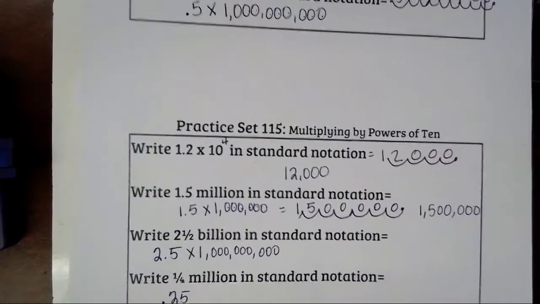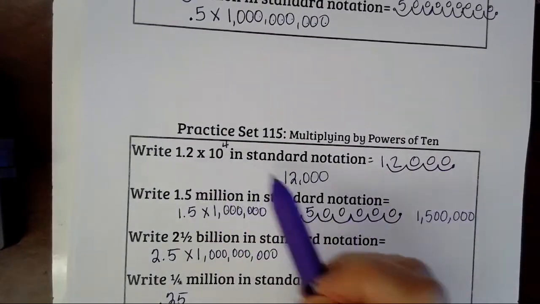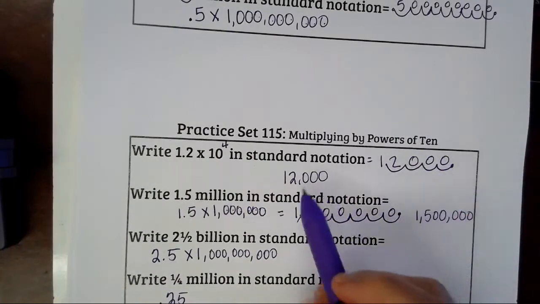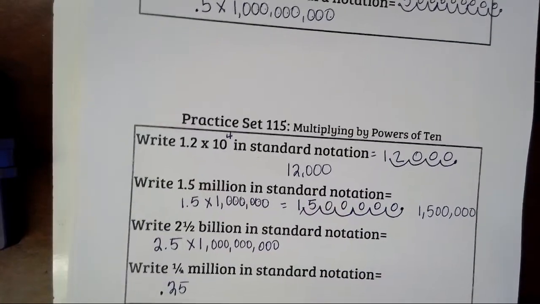So the first one, 4 is our exponent. We're moving our decimal over 4 places. It should give you 12,000. We did that. We did this one together.